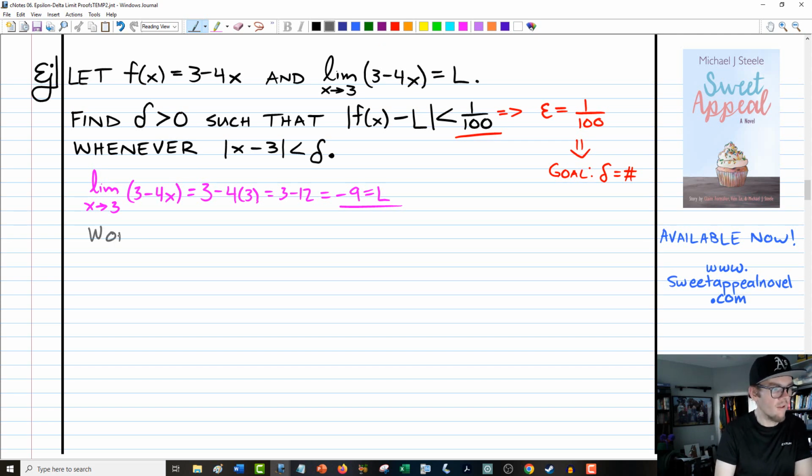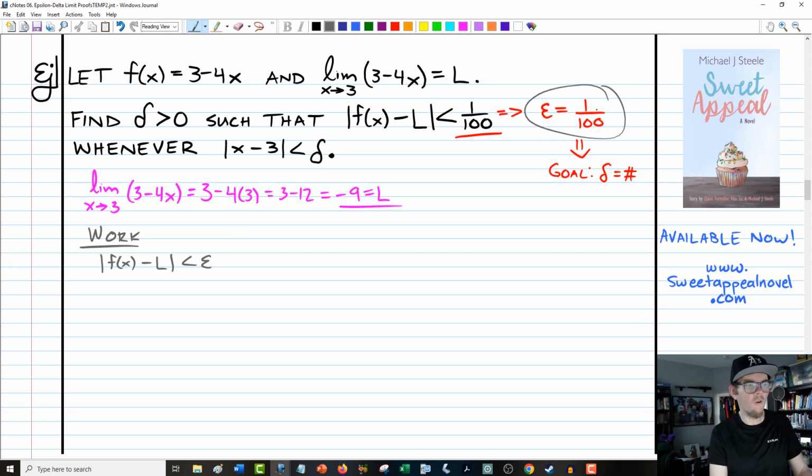And again, I'll even sort of establish it. We're looking at the work side. Well, okay, what is that going to be? Well, we want to start with the absolute value of f of x minus L is less than epsilon. And I suppose there's an argument to be made that you could just plug in 1 over 100 at the beginning, but I'm not going to play it that way. I'd rather keep this general so that if there are multiple different things, you wouldn't have to do it multiple times. So we'll start there.